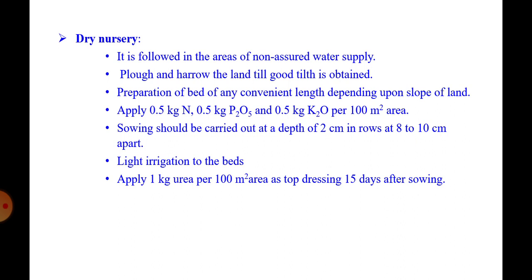Sowing should be carried out at the depth of 2 cm in rows 8 to 10 cm apart. Cover these seeds with a thin layer of soil immediately after sowing. Then special care should be taken for water management in these beds. Allow the water to run in the channel first and then raise the level of water slowly to saturate the soil of that bed. Apply 1 kg urea per 100 square meter area as a top dressing 15 days after sowing. In this case also, within 20 to 25 days, seedlings become ready for transplanting.